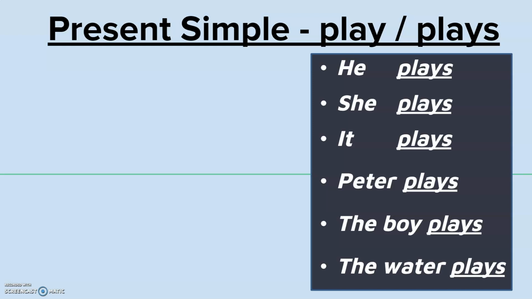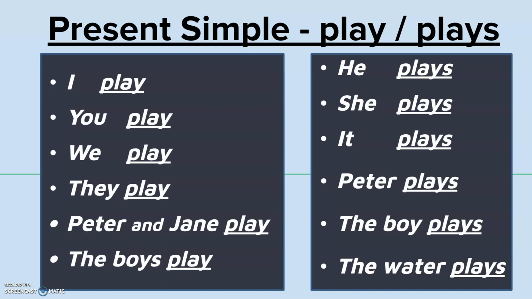The final one there, you can see the water. Water is an uncountable noun. So with uncountable nouns, we also add an S to the verb. Okay, so we see an example there with play and plays.